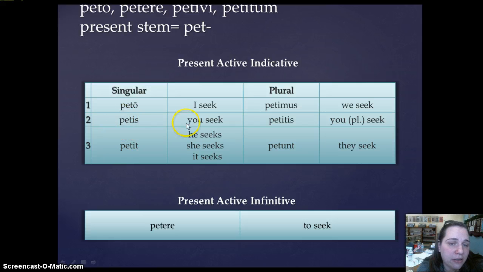for the second, third singular, first, second, and third plural. Look at your notes and follow along at how we form these. For the second and third singular, first and second plural, we add the I and then the personal endings. And then for the third person plural, we add the U and the personal ending. And what that leaves us with is peto, petis, petit, petimus, petitis, petunt. Our present active infinitive is the second principal part, so just petere, and this all means to seek.